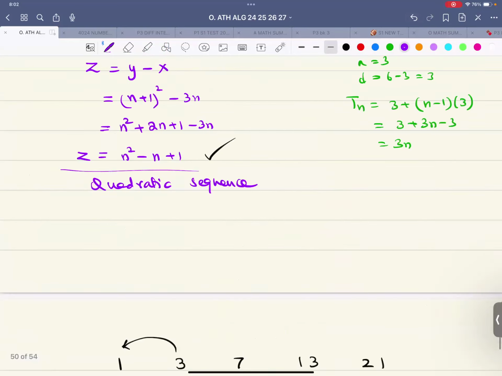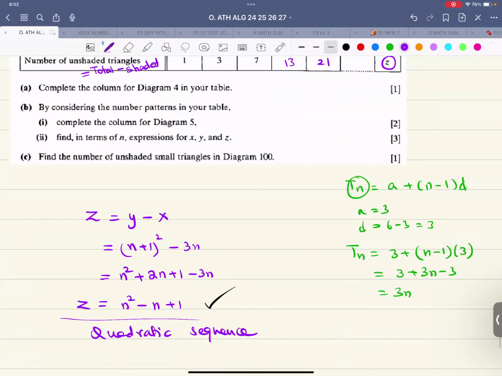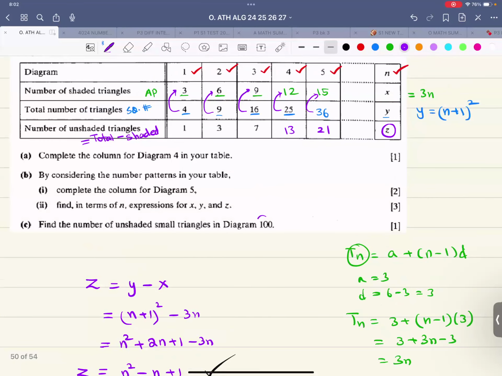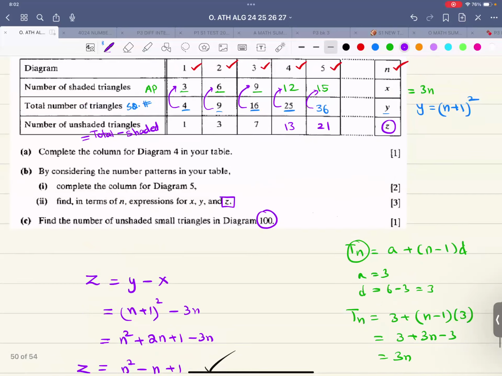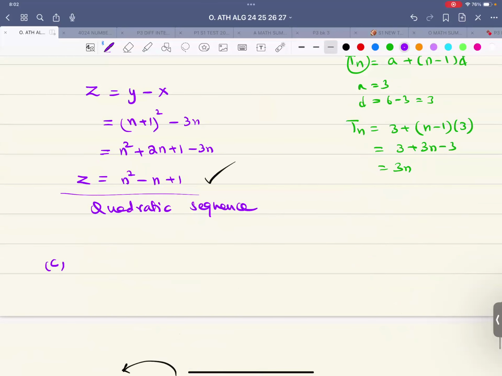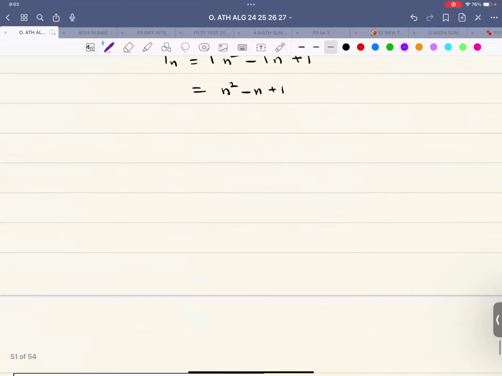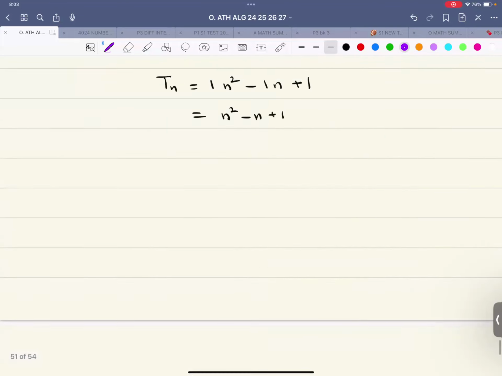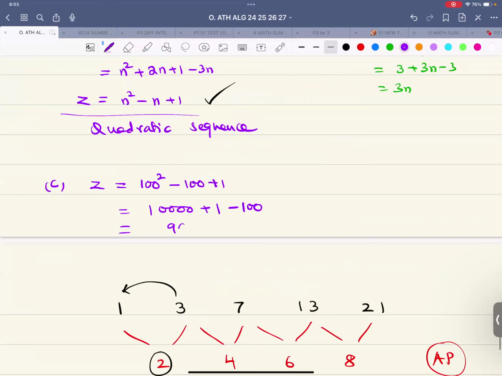And now the last part, what exactly is that? Find the number of unshaded small triangles in diagram 100. So that is based upon this value of z. So now see, n is 100. That is 100 squared minus 100 plus 1. So that is 10,000 plus 1 minus 100. And this answer is coming out to be 9901. And this is the answer, 9901 for this thing.